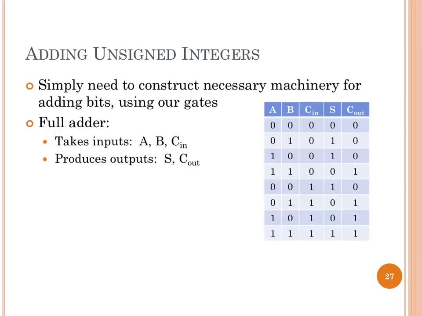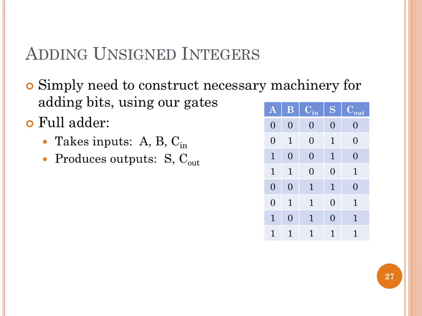Now, all we need to do is figure out how to implement this in logic gates. And you might eyeball that. This is the truth table for what we'd like to do. 1 bit of A, 1 bit of B, and 1 bit of carry in will produce a sum and a carry out.